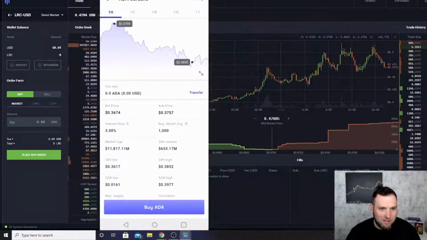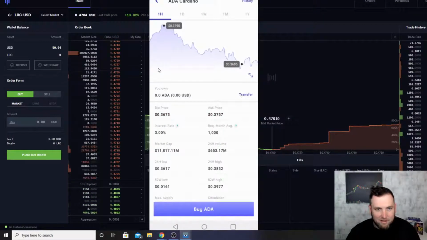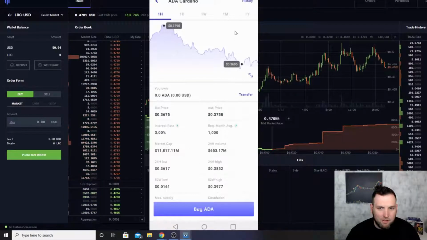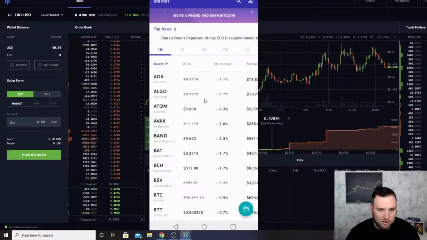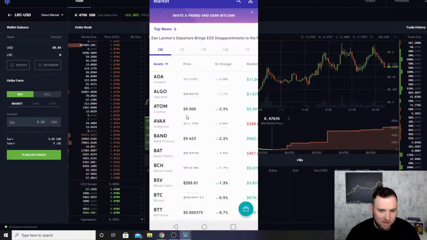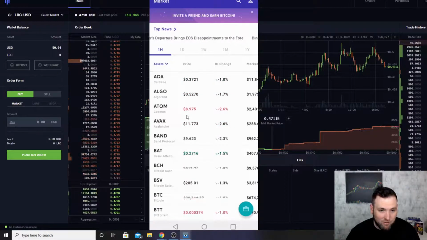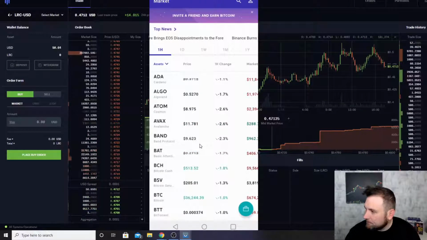So first, let's look at... Come on now. There we go. All right. So I'm actually controlling my phone through my computer as well. That's why it's a little bit glitchy. But this is the Voyager app.